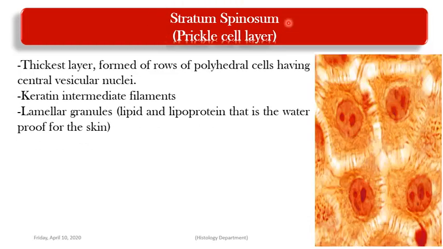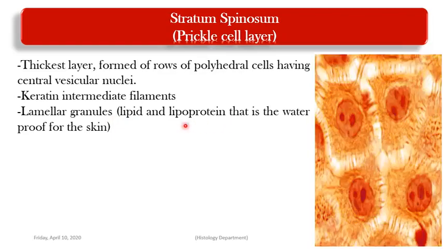Layer number 2, or the second layer, is called the stratum spinosum, or the other name is prickle cell layer. As you see here, the cells appear polygonal in shape. This layer is formed of multiple polygonal cells with central vesicular nucleus. The cells are rich in keratin filaments, and also start to form granules called lamellar granules. What are the lamellar granules? Lamellar granules are lamellated, membrane-bound granules, I mean surrounded by a membrane, containing lipid and lipoprotein.